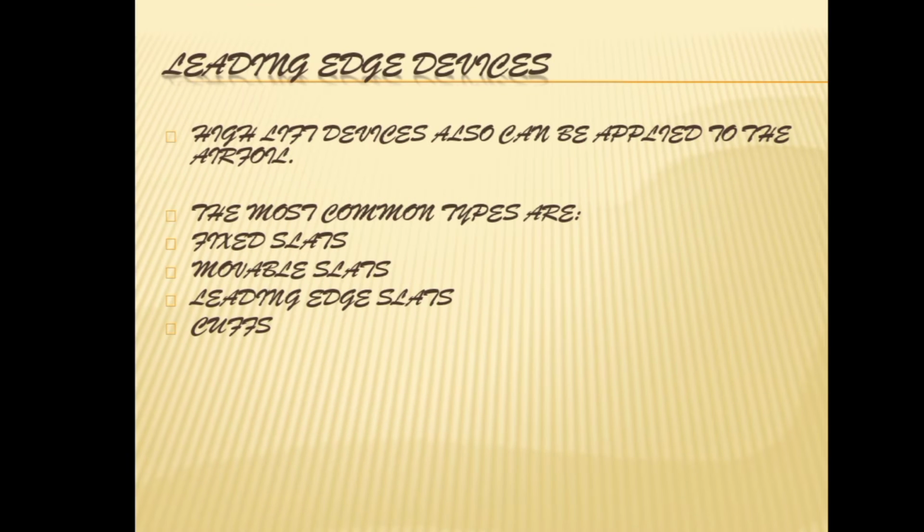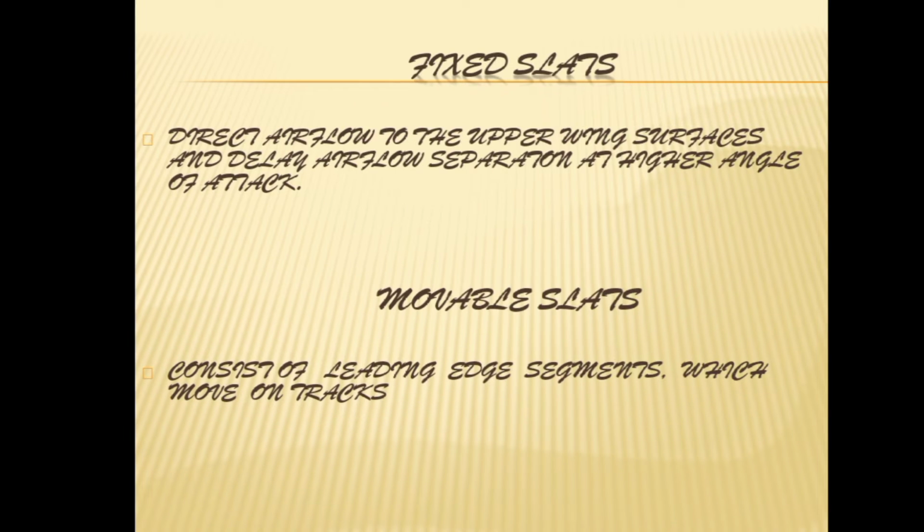Now we discuss leading edge devices. A leading edge device is also called a slat. The most common types are fixed slats, mobile slats, leading edge flaps, and cuffs. Fixed slats direct airflow to the upper wing surfaces and delay airflow separation at higher angles of attack.